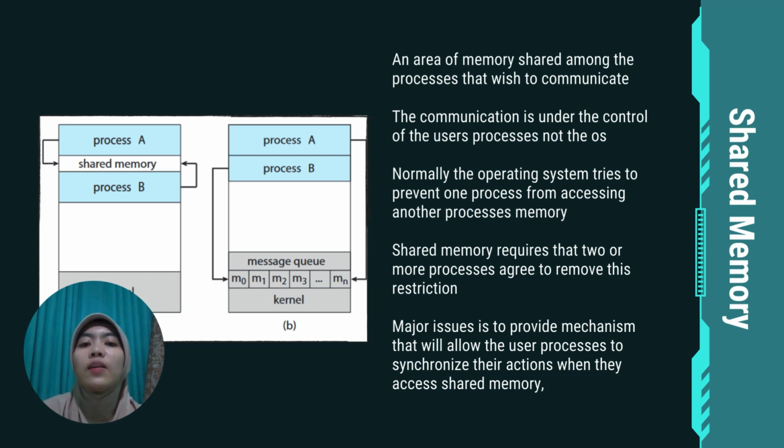The fourth is about challenge and consideration. One challenge of shared memory communication is ensuring proper synchronization between processes to avoid conflict and data inconsistency. Process must coordinate access to shared memory to prevent issues such as race condition or data corruption.